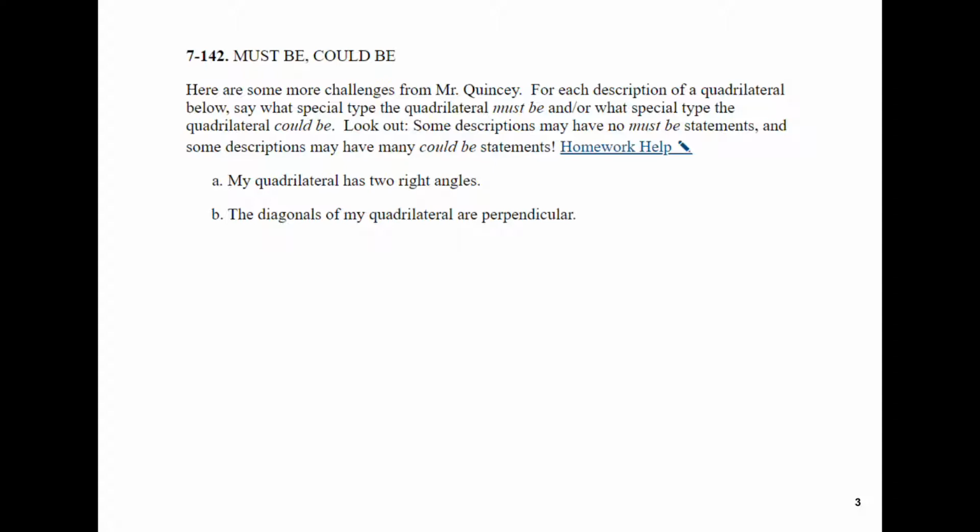7-142, must be, could be. Here are some more challenges from Mr. Quincy. For each description of a quadrilateral below, say what special type of quadrilateral must be, or what special type of quadrilateral could be. Look out, some descriptions may have no must be statements, and some descriptions may have many could be statements. My quadrilateral has 2 right angles.